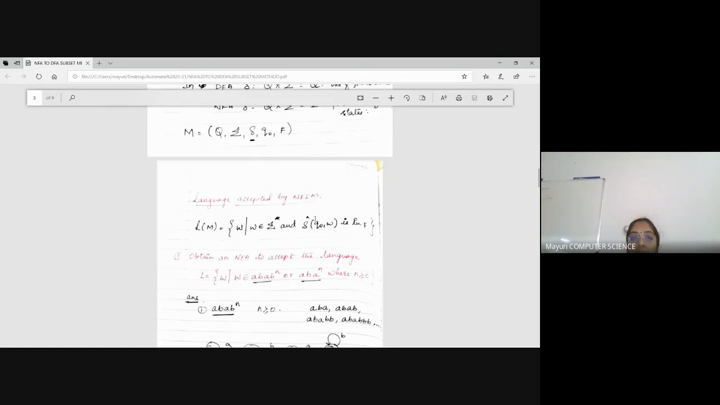My travel starts from the initial state. Once I completely extend my string, when I'm at the end of the string, I have to reach a state. That state belongs to the final states. Then that is the language accepted by the NFSM. At the end of the string, once the string length is over, I have to be in a state. That state is the final state. Then that string is accepted.